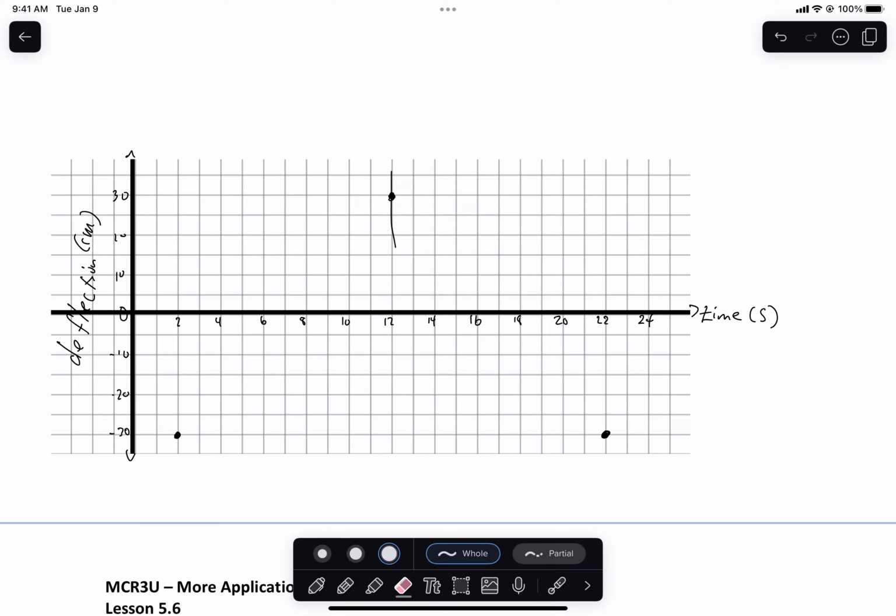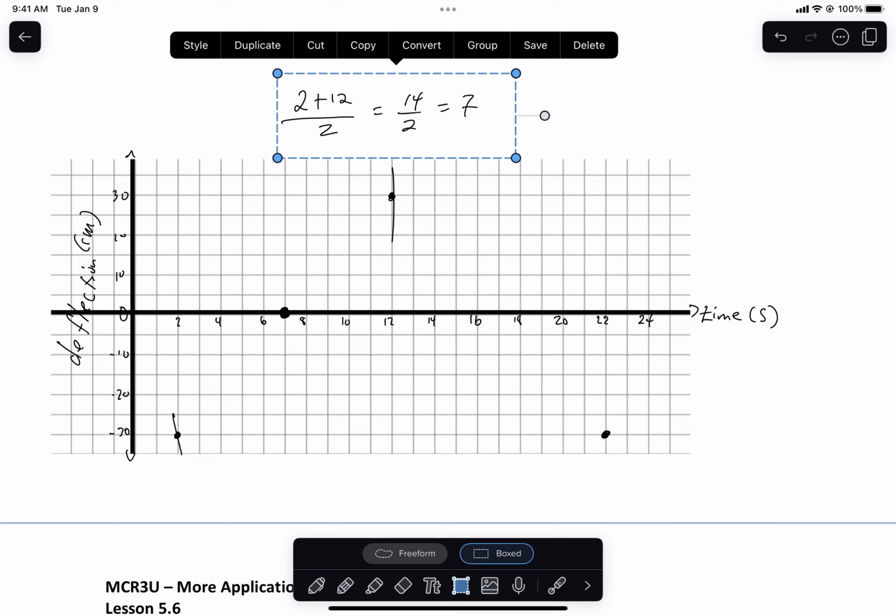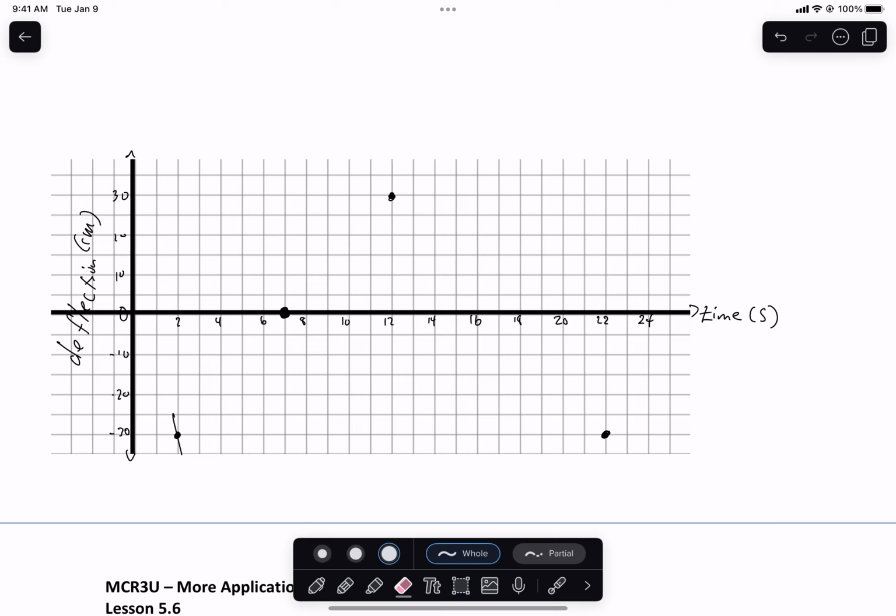Okay, and so if I were to try and model the situation, I'm just going to connect these points. It'd be a little tricky to do. I don't really know where they're supposed to go, but I do know halfway between here and here, it must have a point in time where there's 0 deflection. So the midway point between 2 and 12 would be 2 plus 12 divided by 2, which would be 14 divided by 2, which is 7. So at 7, we're going to reach a point of 0 for this curve.